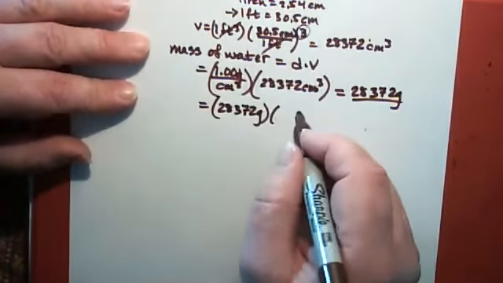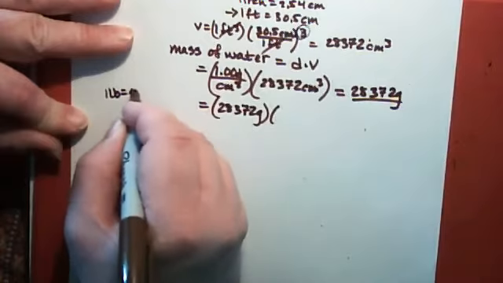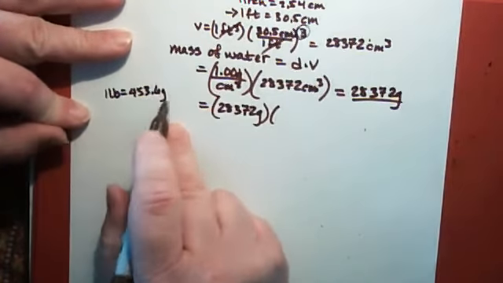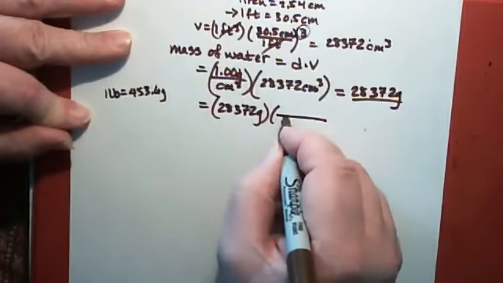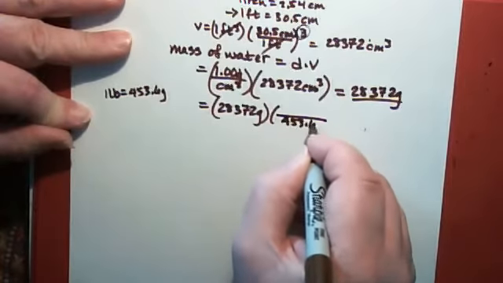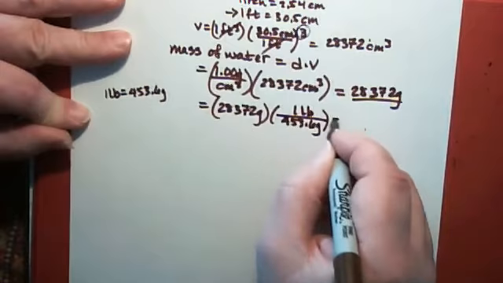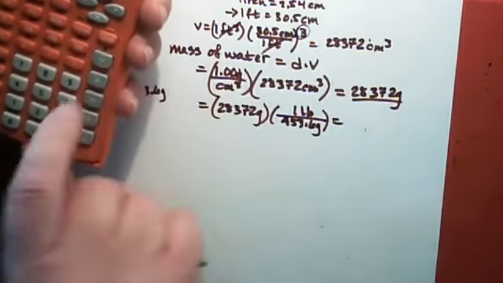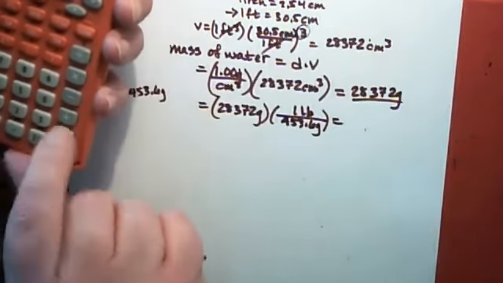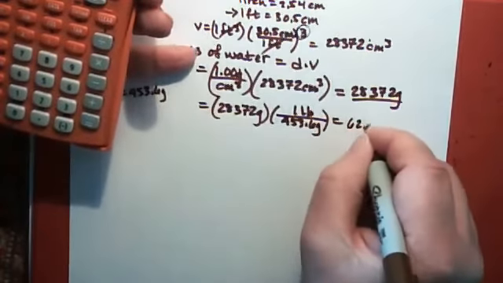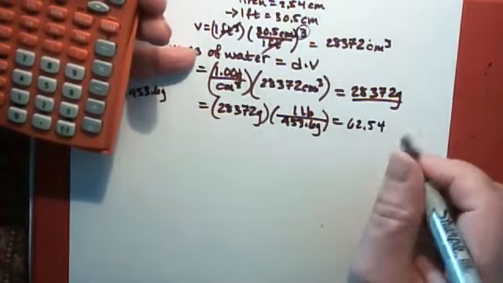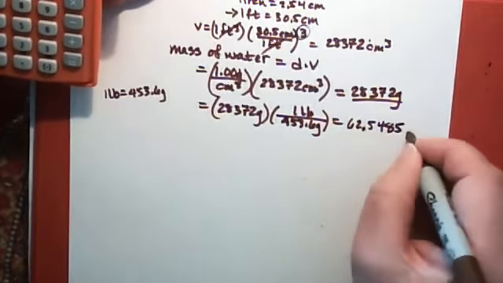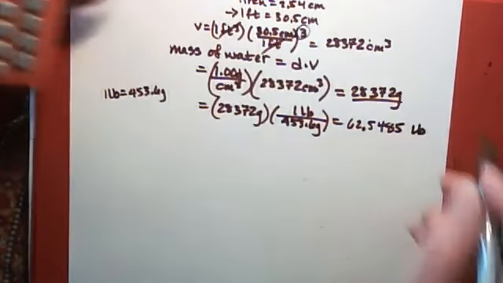So we can take the conversion factor. 1 pound is 453.6 grams, and make sure grams is on the bottom so it cancels. And 28,372 divided by 453.6 gives us 62.5485, and I'm not going to write the rest of it, pounds.